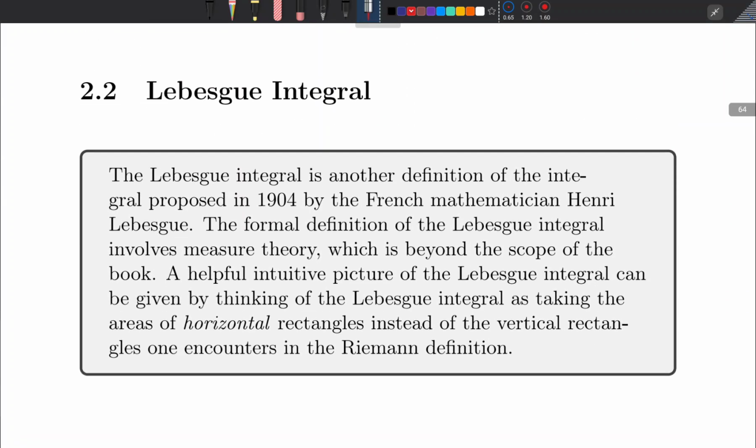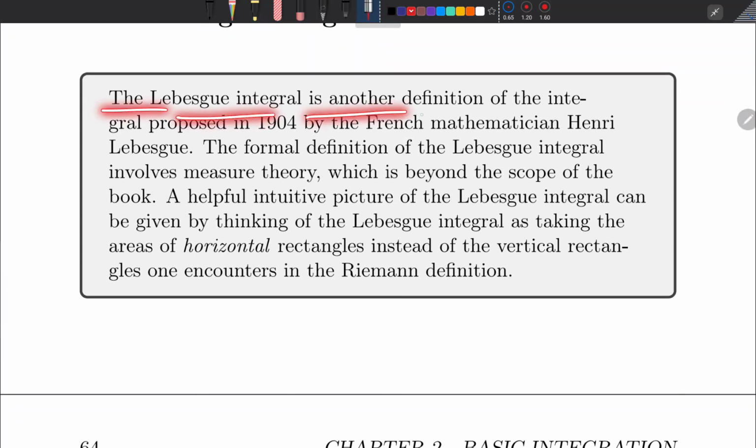Okay, so we have the Lebesgue integral. I'm not sure I'm pronouncing it correctly, so correct me down below if I'm wrong. Let's read this out once. The Lebesgue integral is another definition of the integral proposed in 1904 by the French mathematician Henri Lebesgue. The formal definition involves measure theory, which is beyond the scope of a book. A helpful intuitive picture of the Lebesgue integral can be given by thinking of it as taking the areas of horizontal rectangles.